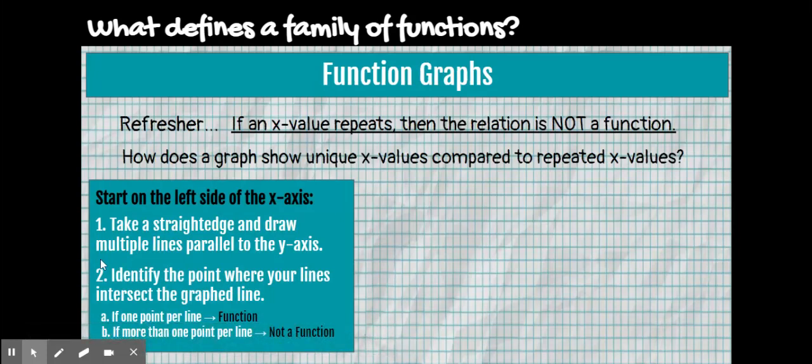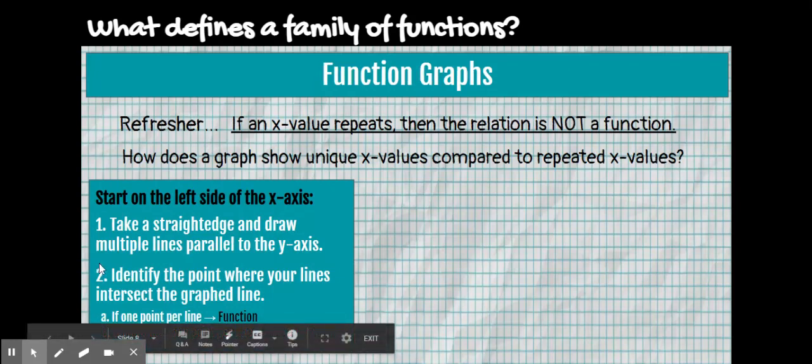So again, we're going to take a vertical line, which is going to be parallel to the y-axis. We're going to draw a vertical line right through our graph. And if that vertical line intersects the graph line in one location, then it is a graph of a function. If my vertical line intersects more than once, then that graph is not considered a function. So let's look at some examples.